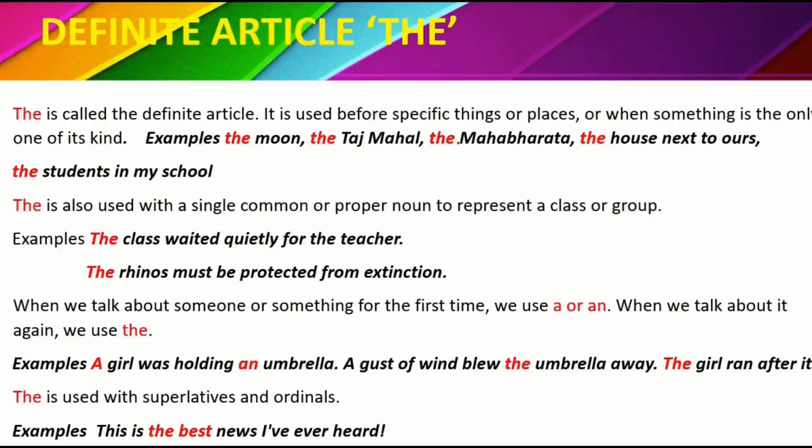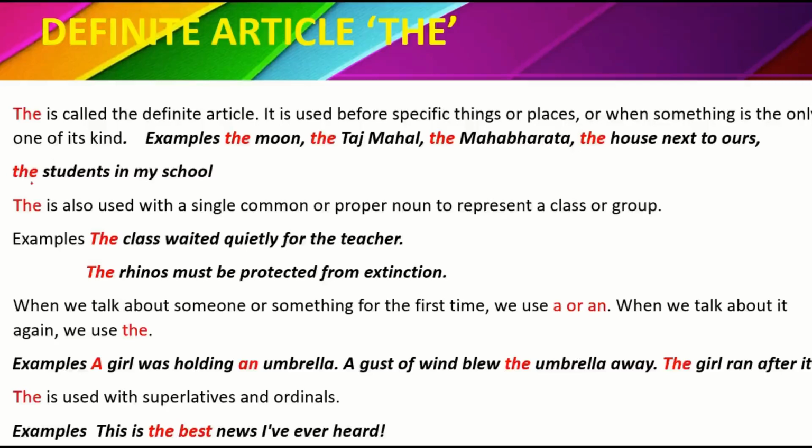Next, the Mahabharata. Though there are many copies, the Mahabharata is only one. It's the name of a religious textbook, so we have to use the Mahabharata because it is special. There is only one Mahabharata in the world. Next, the house next to ours. Here you are talking about one particular house. So to show that particular thing, you have to use "the".